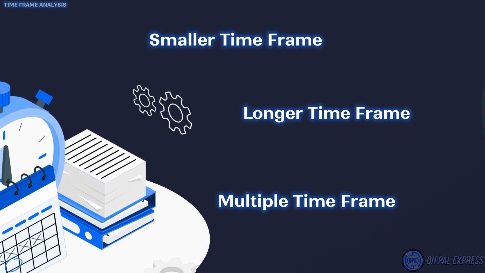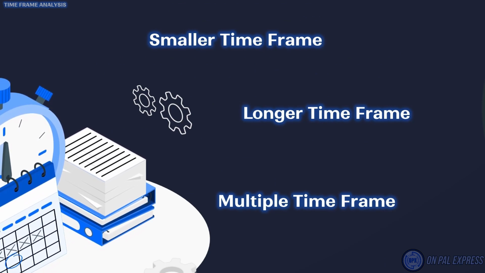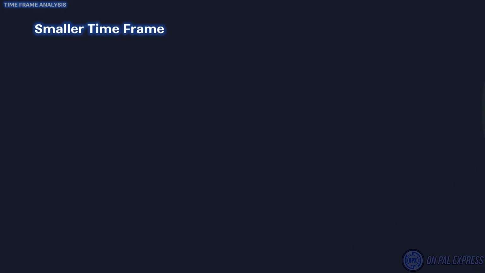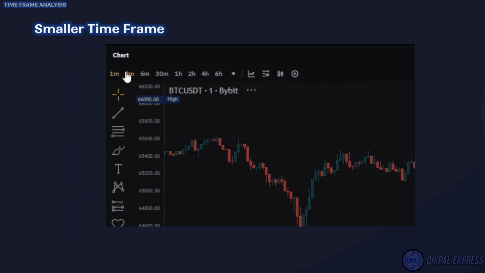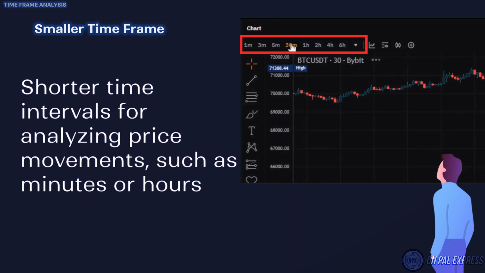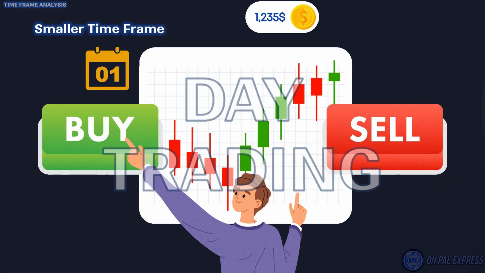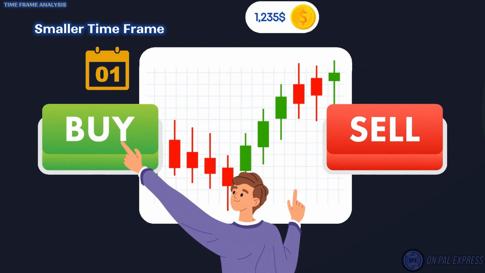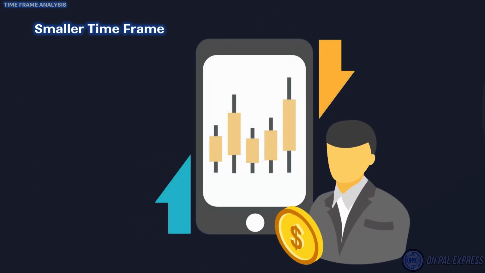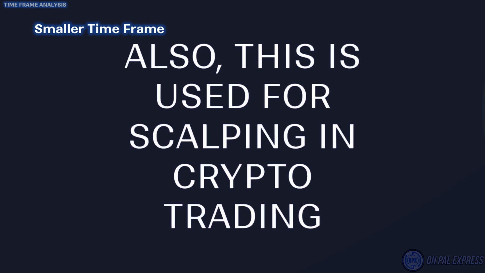There are 3 different time frames: smaller time frame, longer time frame, and multiple time frame. A smaller time frame, or the lower time frame, typically refers to shorter time intervals for analyzing price movements, such as minutes or hours. This rapid analysis is useful for day trading or making quick decisions in response to immediate market changes. This is suitable for active traders who can closely monitor throughout the day. Also, this is used for scalping in crypto trading.